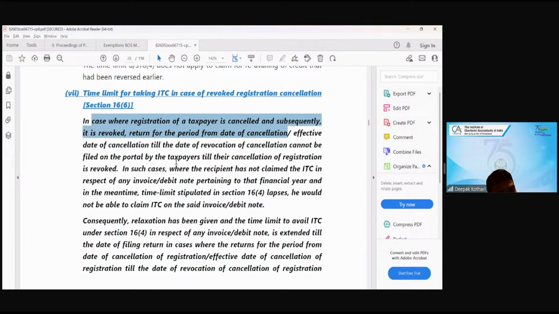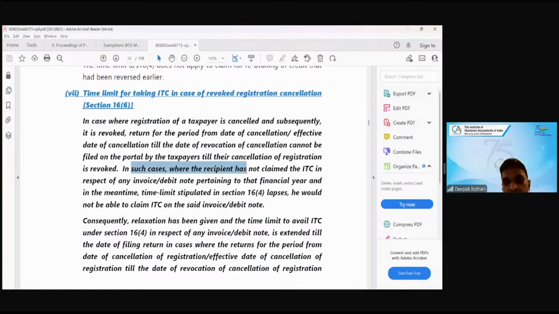तो एक होता है कैंसिलेशन, एक होता है रिवोकेशन. तो जब तक आपका कैंसिलेशन स्टेटस है, तब से रिवोकेशन पीरियड तक आप जीएसटी रिटर्न फाइल नहीं कर सकते. From the date of cancellation till the date of revocation you cannot file any returns, क्योंकि आपका स्टेटस कैंसिल हो गया, तो आप रिटर्न कैसे फाइल करते हैं. लेकिन जब रिवोक करते हैं तब आप फाइल कर सकते हो.